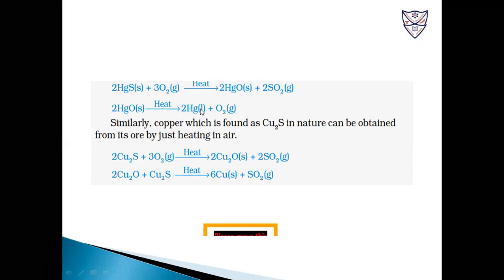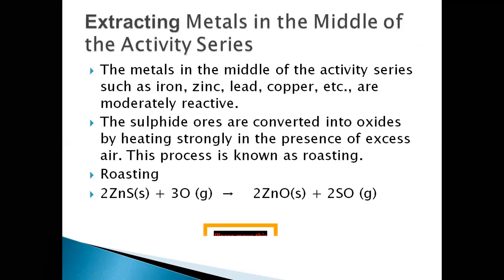And mercury you know very well, it's a metal, and only in the exceptional case this is in the form of liquid. Similarly, copper is found as Cu2S in nature. Cu2S plus oxygen gives Cu2O plus sulfur dioxide. This Cu2O again reacts with Cu2S, it gives sulfur dioxide, and the pure form of copper you will get. So this is how we are getting the pure form of the metal.